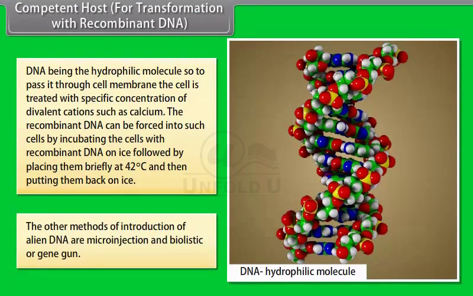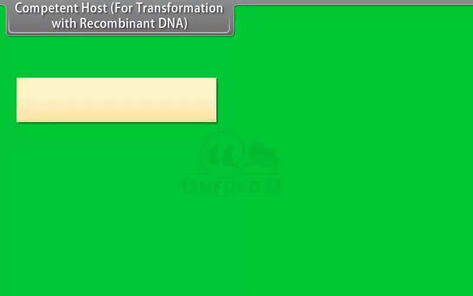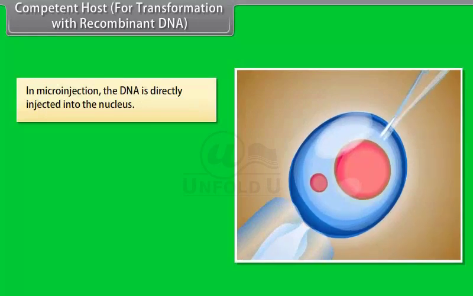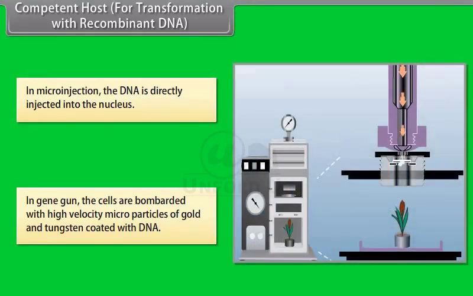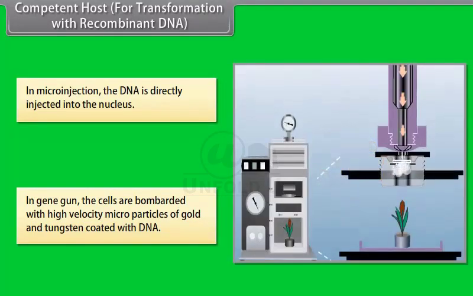The other methods of introduction of alien DNA are microinjection and the biolistic or gene gun. In microinjection, the DNA is directly injected into the nucleus, and in the gene gun, the cells are bombarded with high-velocity microparticles of gold and tungsten coated with DNA.